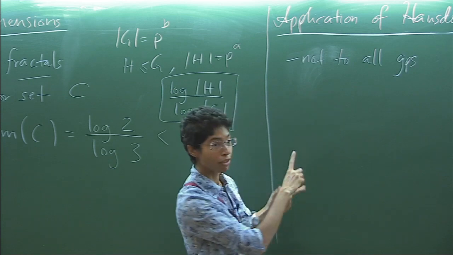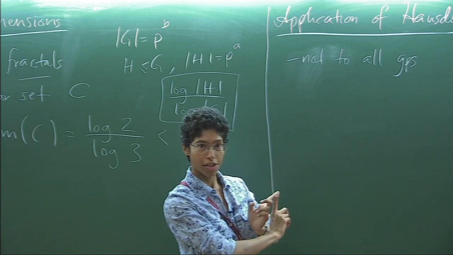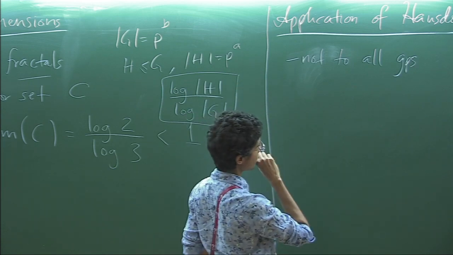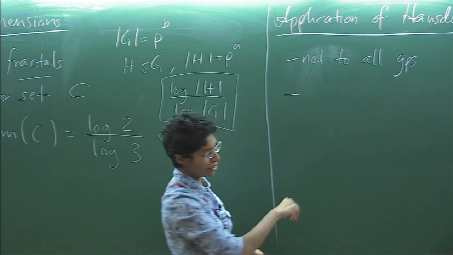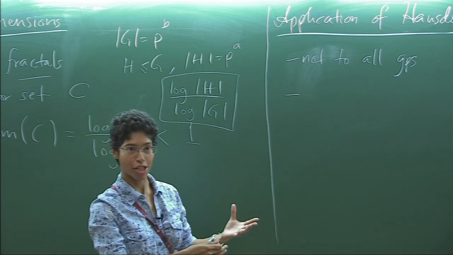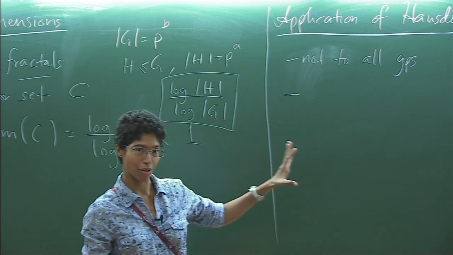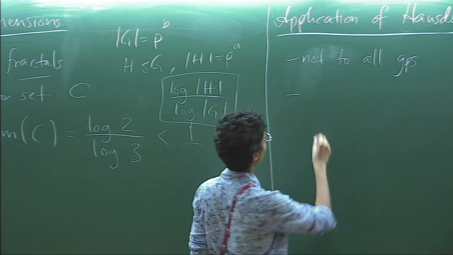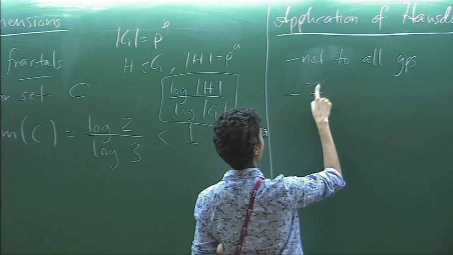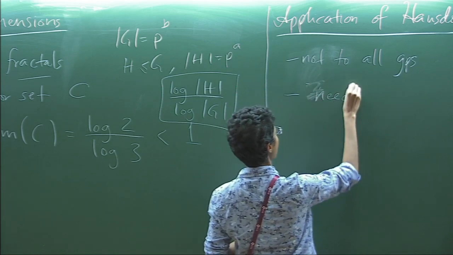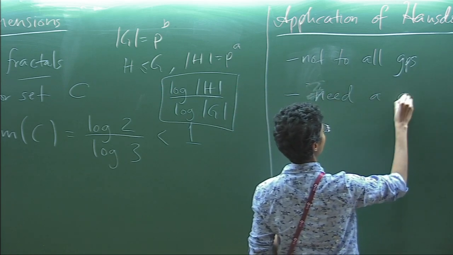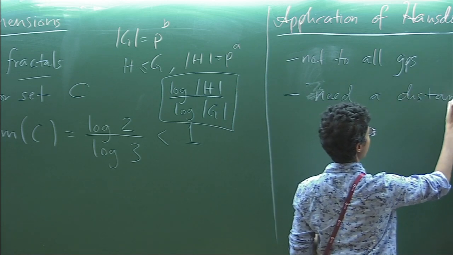Okay, so the first hurdle: we need a distance function for our group. This is done via what's called a filtration series, which I think Valerie mentioned in his talk. It's just a descending chain of normal subgroups. This is one way of going about getting the distance function.